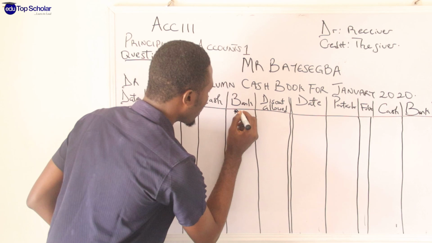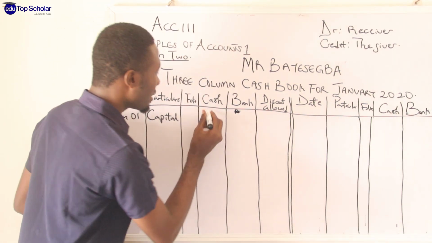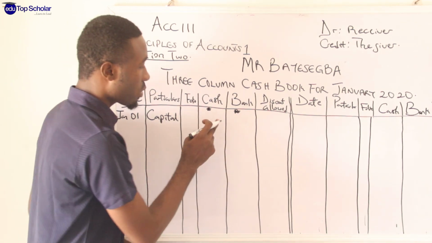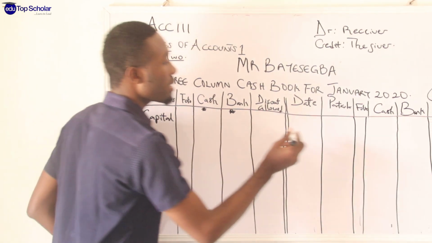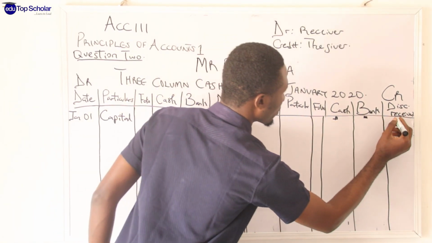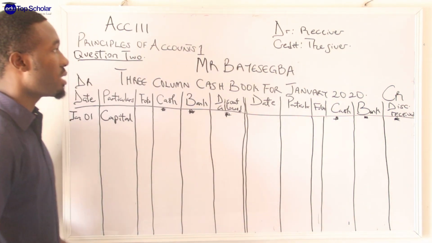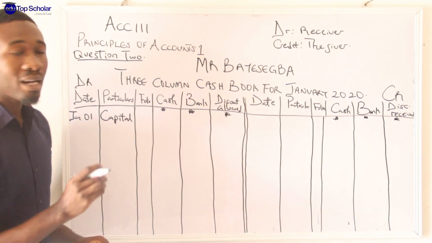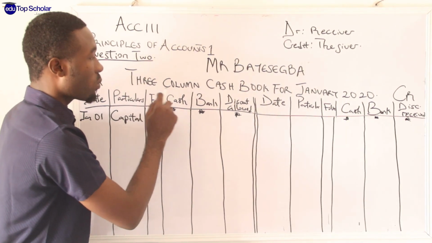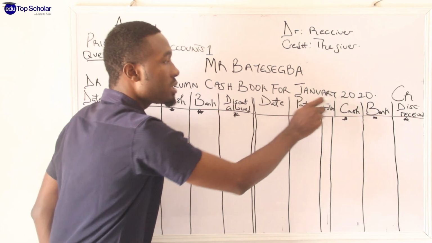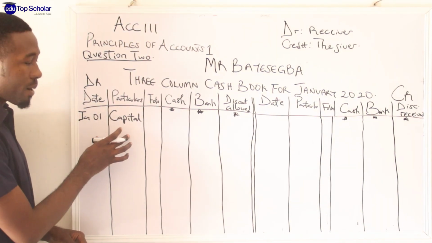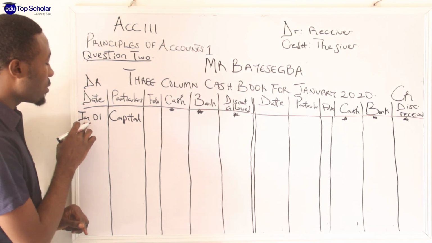So we have, don't forget all of this. They are very important. The Naira sign, because you are working with Naira. Any currency you are given must be written in your cash and bank columns, and also the discount column, to show that you are working in that particular currency. Every item written here carries mark. So please don't forget the name of the owner, the name of the business, what you are doing, 3-column cash book for January, and all of this, they carry their own mark.